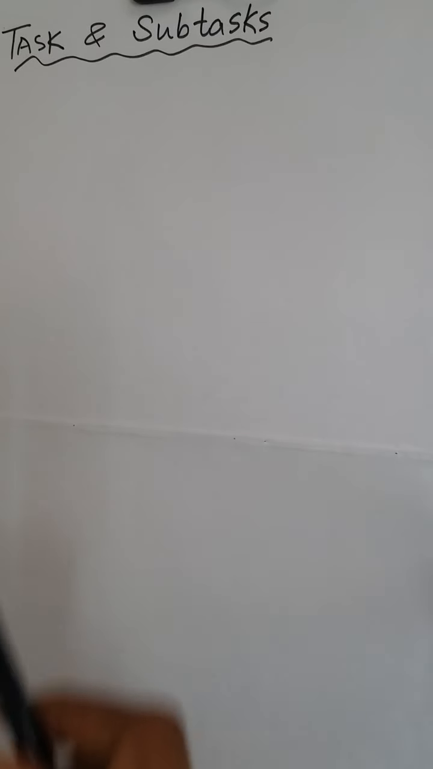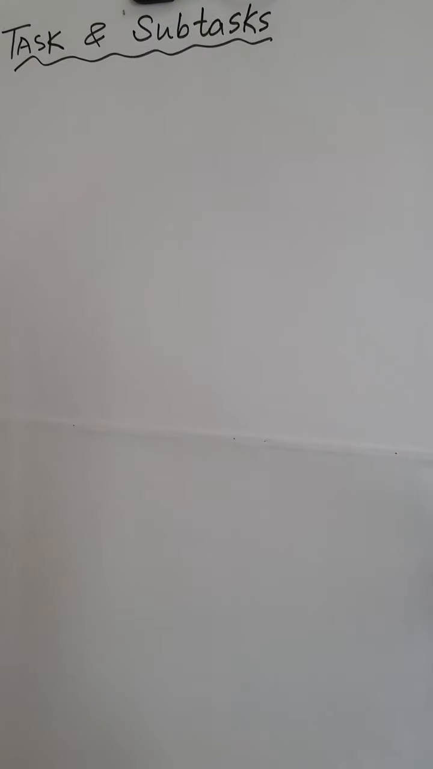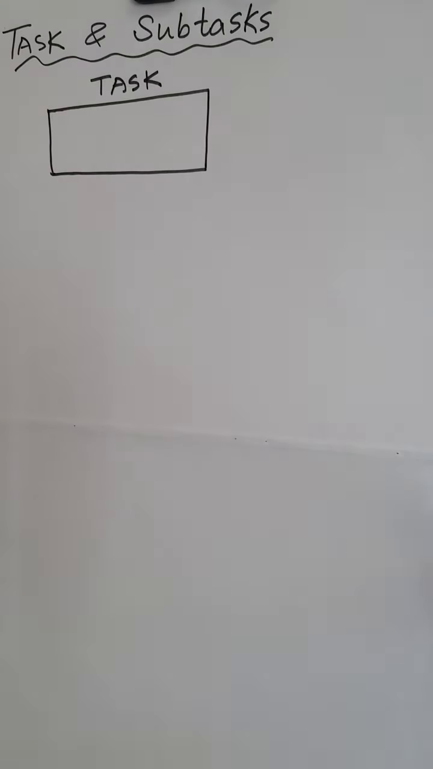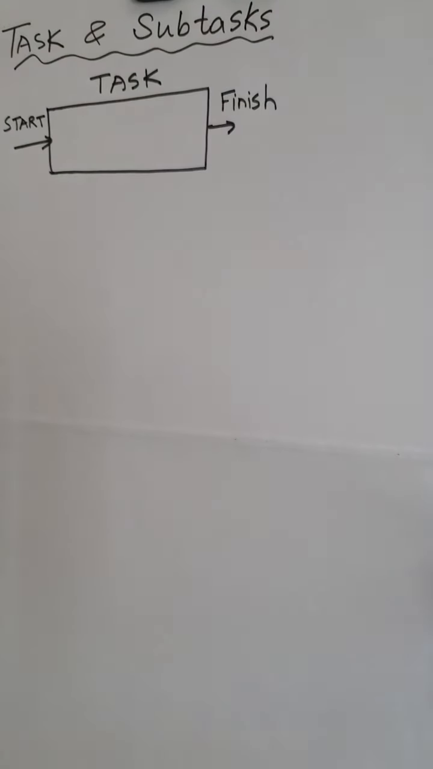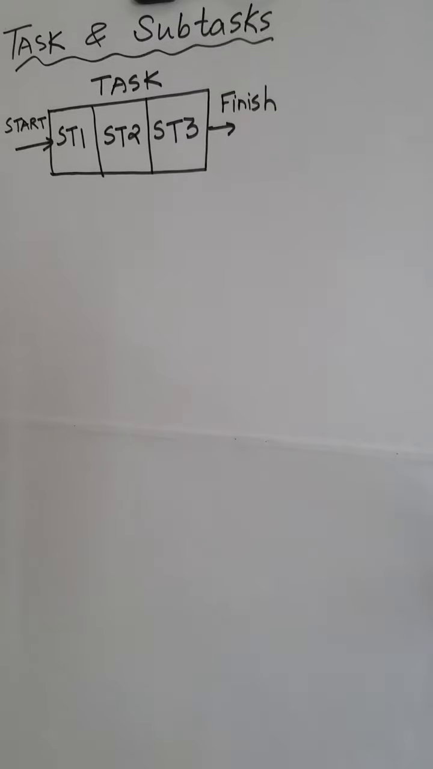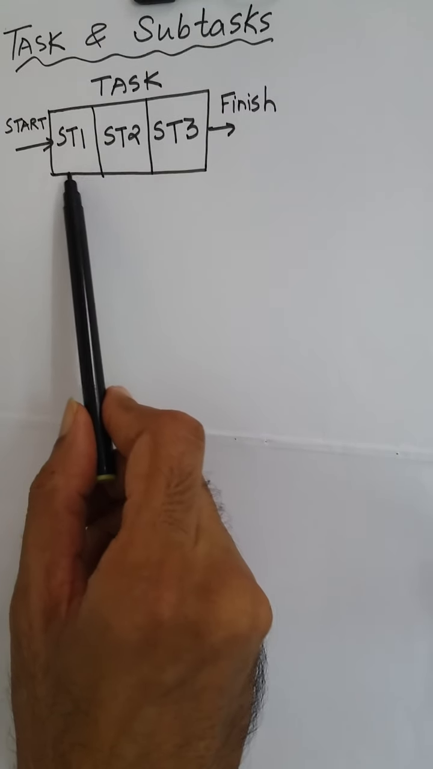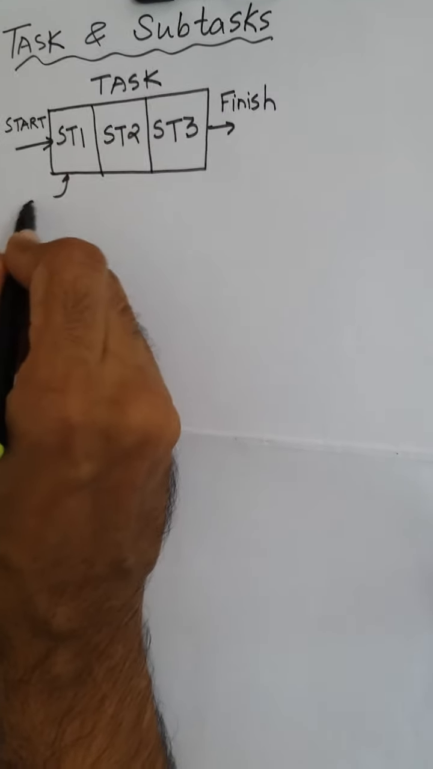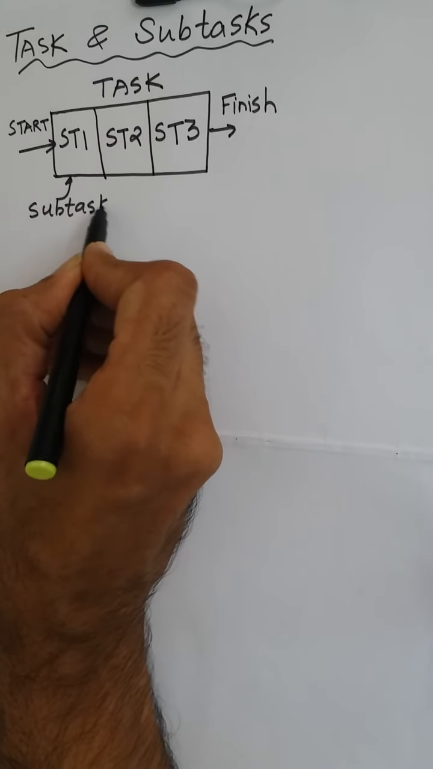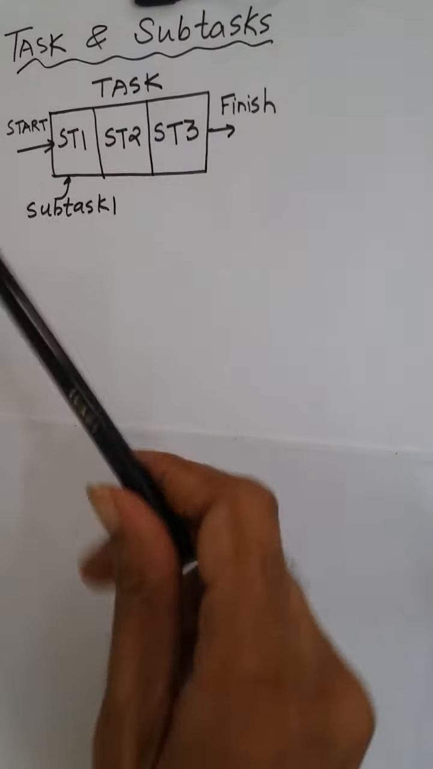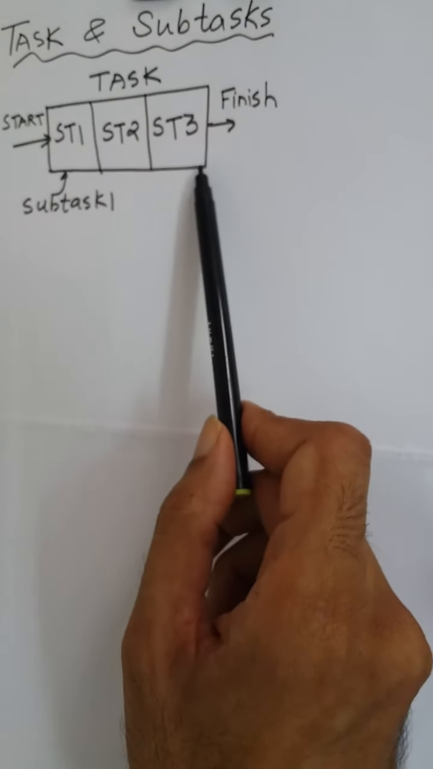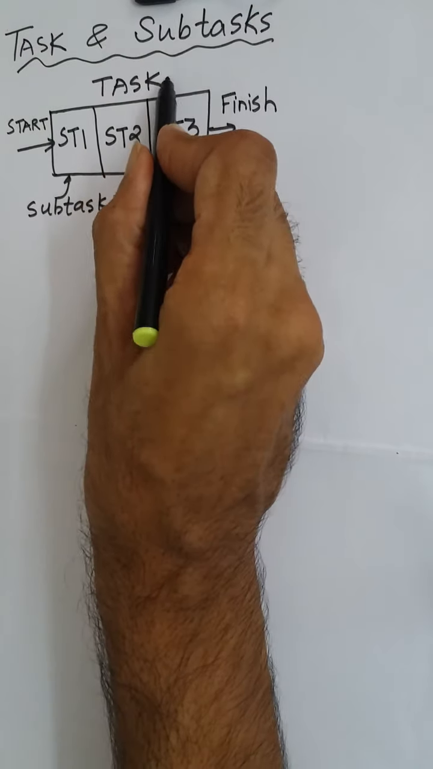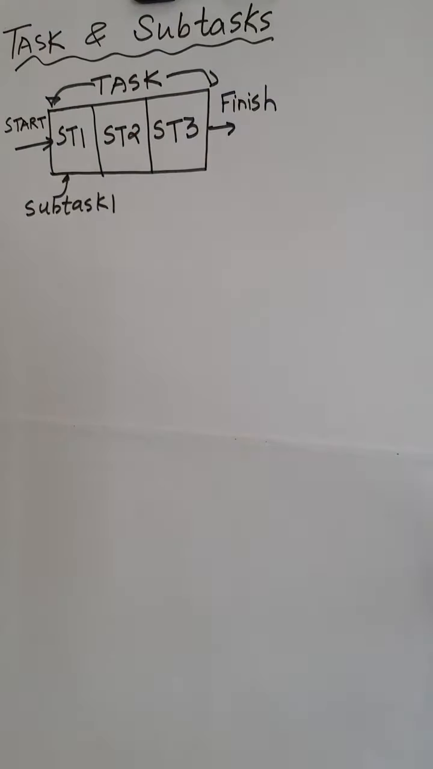Let's see the meaning of tasks and subtask. Let's say this is a task. From here the task starts, and from here the task finishes. Now the task is divided into ST1, ST2, ST3. What are they? This means subtask 1, subtask 2, and subtask 3. So if we complete subtask 1 in the beginning, followed by subtask 2 and subtask 3, we say that the task is accomplished or the task is finished.